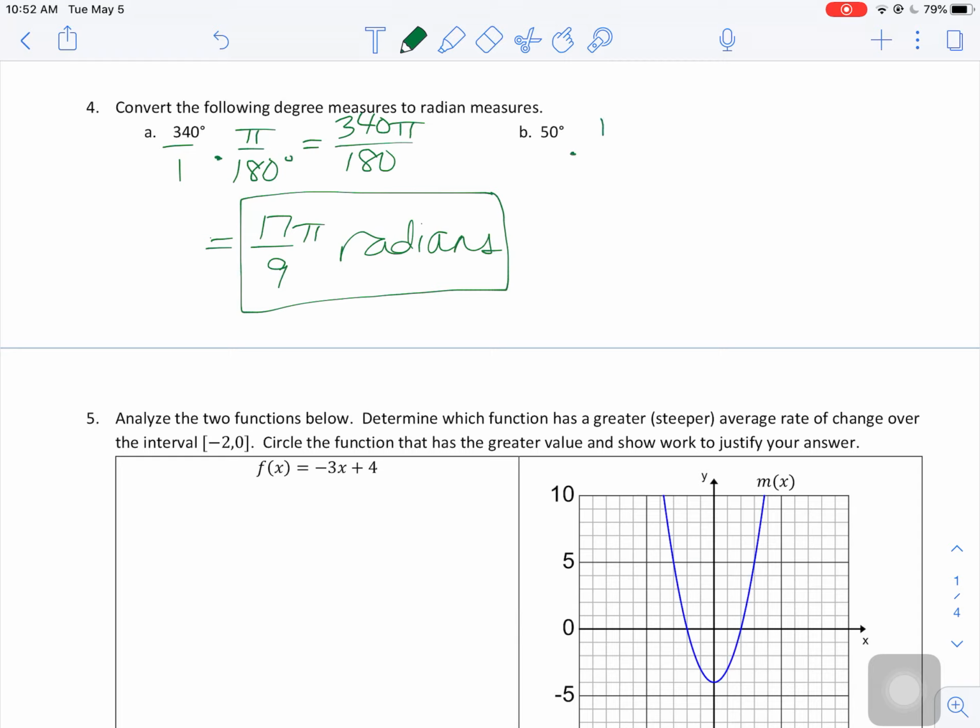Part B, I want to multiply 50 degrees times pi over 180. So going across the top, I have 50 pi. Multiplying across the bottom, I have 180. So when I reduce that, I get 5 pi over 18 radians.